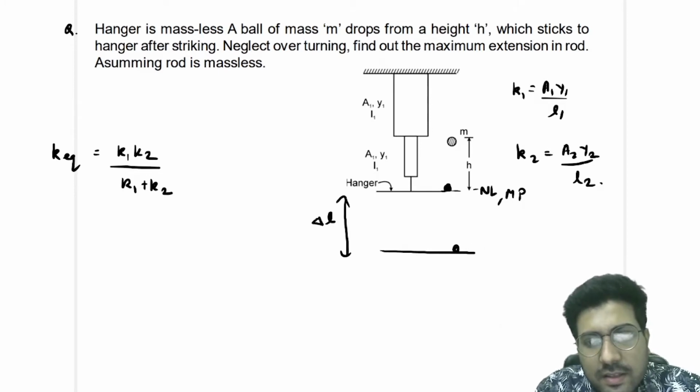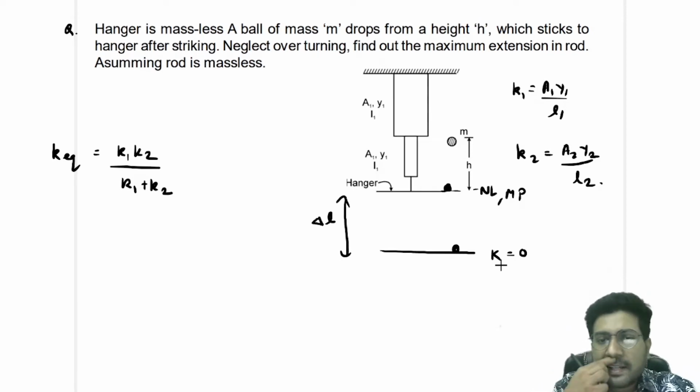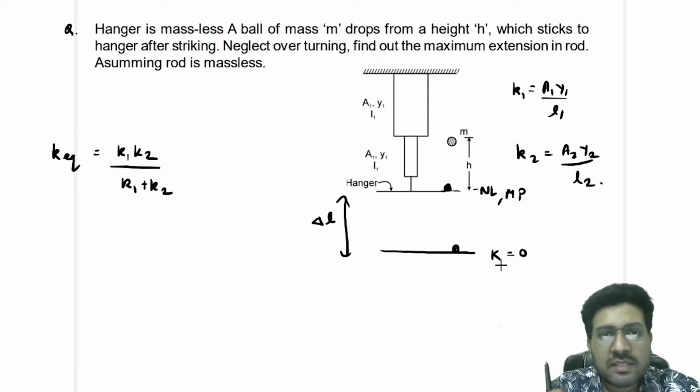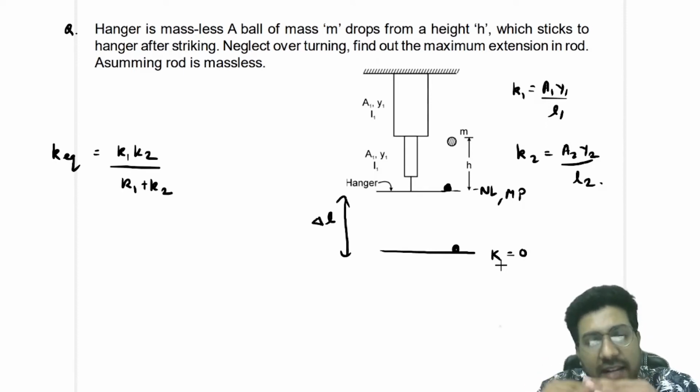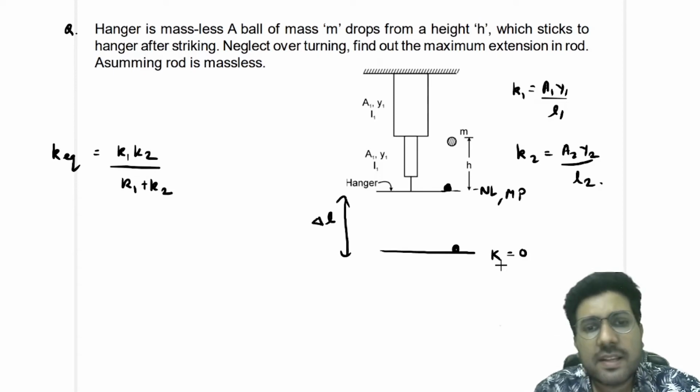Okay, and at this point again the kinetic energy will become zero. Why will the kinetic energy become zero? Because this is the maximum extension. That means maximum extension means what? It is not stretching further. If it is not stretching further, that means at that point the kinetic energy has become zero.